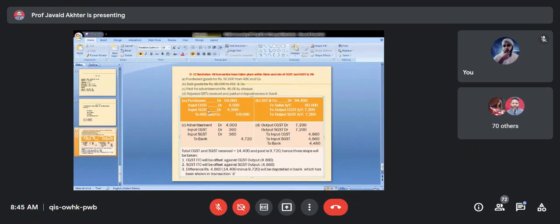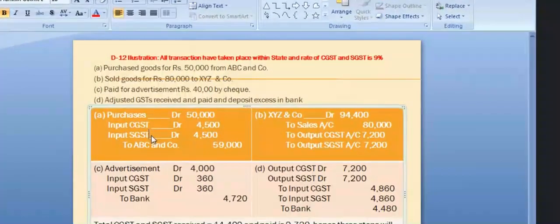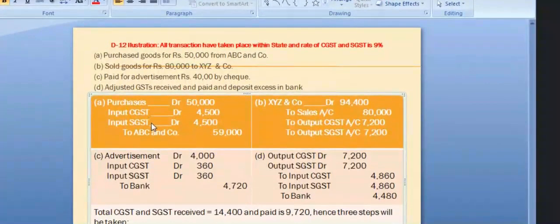When you pay GST, is it an expense or revenue? Expense. Expenses are debited or credited? Debited. Correct. Now look at the transaction which is appearing on your screen. See point number A. What is A? Purchase goods for rupees 50,000 from ABC and company.